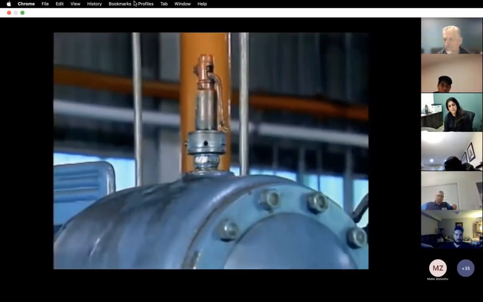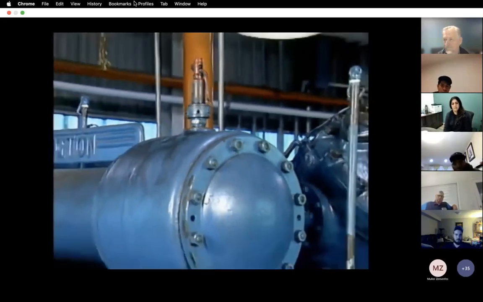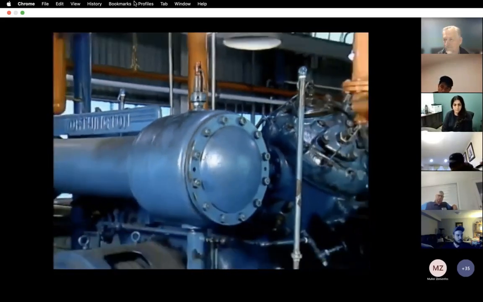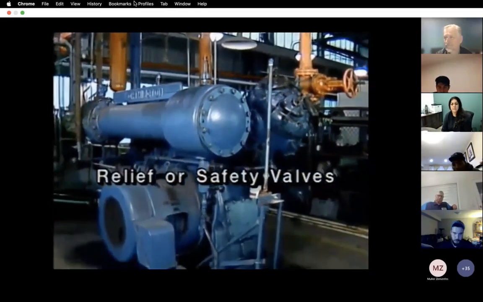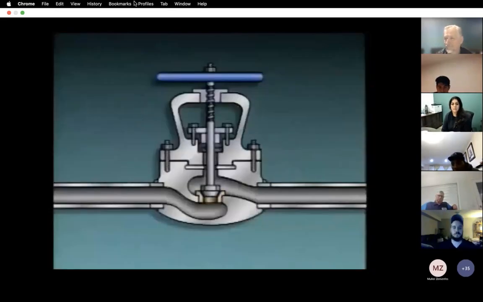Still other valves are used to relieve excess pressure from a process system to protect equipment and personnel. These valves are called relief valves or safety valves. Other parts of a valve may include a seating area or seat, a disc, a bonnet, packing material, a packing gland, and a stem with a hand wheel attached to it.